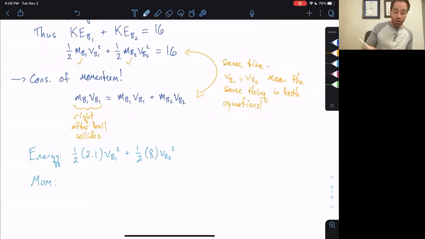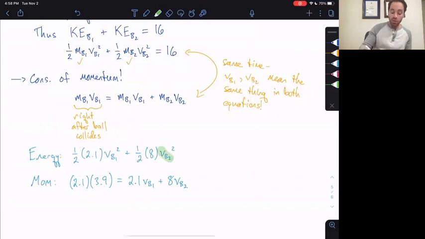And then momentum would be MB1 times VB1. Those are known quantities. This is 2.1 times 3.9. Remember that from way back? Yeah. And that's going to be equal to MB1, which is 2.1 times VB1, plus MB2, or 8, times VB2. At this point, we have sufficient information to solve for VB2, which is what we were really after the whole time. Notice how we didn't solve for it, but the system is present with two variables, exactly what we need in order to solve for the two variables. Easy peasy.